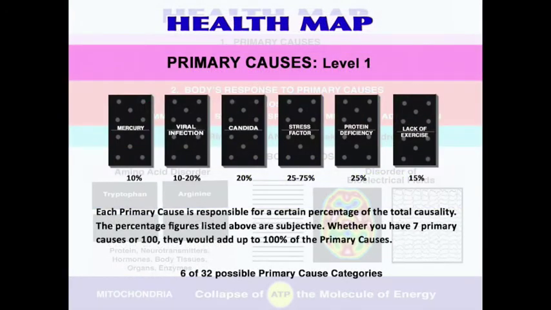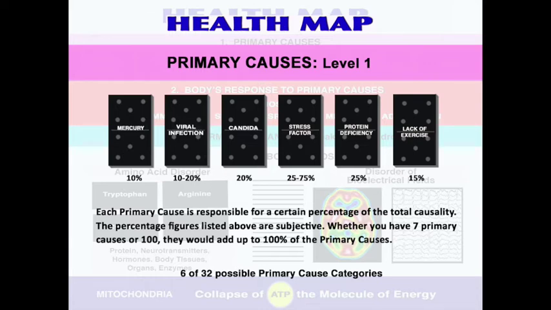I'm going to briefly review what we've covered so far. Whether you have 7 or 27 primary causes, the total causality of primary causes will be 100%. A protein deficiency can cause about 25% of the total, mercury toxicity 10%, viral infections 10%, candida 20%, and 15% for not getting enough exercise.